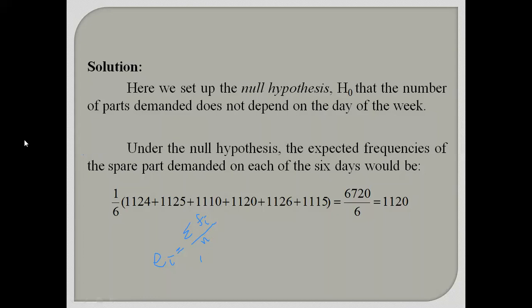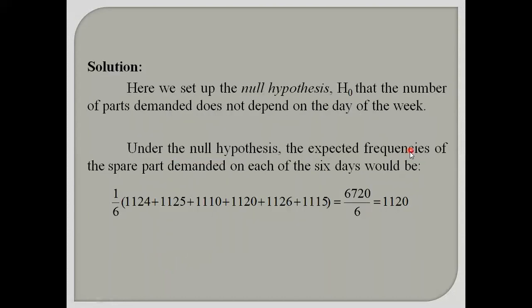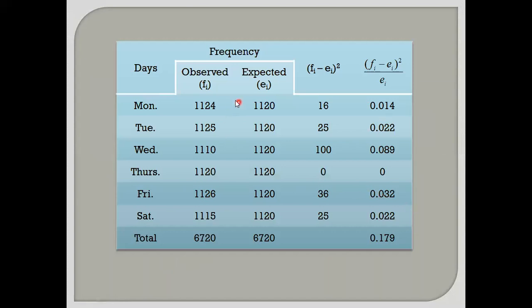Using this formula, we write 1 by 6 into all the 6 values which are given in the question itself, and we get 6720 by 6. Dividing this by 6 we get 1120. We put this in the tabular column: the days and observed values are given, and the expected value we have found.